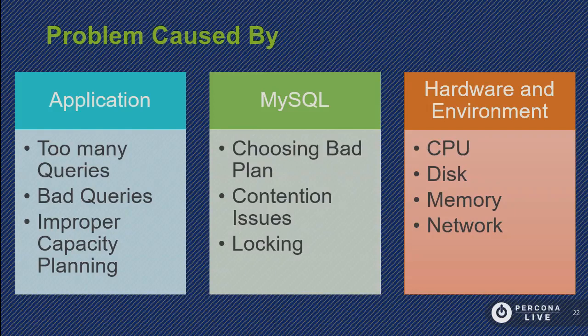We also can have contention issues. We can have some locking inside the database, which will be exposed in the query response time. And of course, a lot of stuff can happen in the environment: a CPU overload, slow disk or overloaded disk, not enough memory, slow network, especially in the cloud when there are a lot of tenants sharing the same infrastructure, things can be quite messy and complicated.